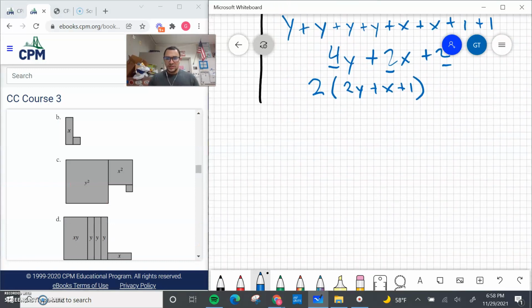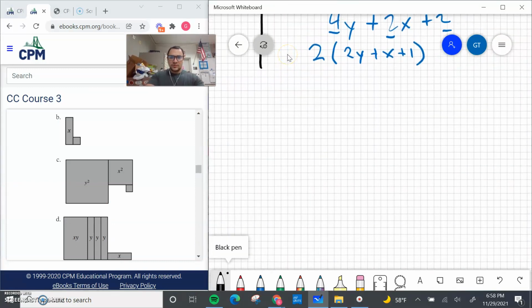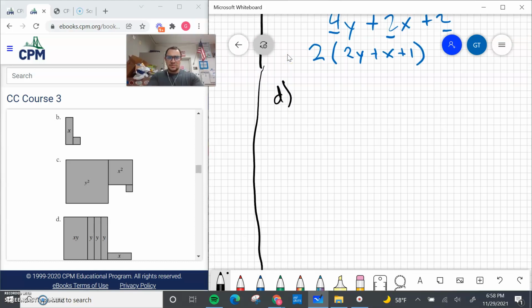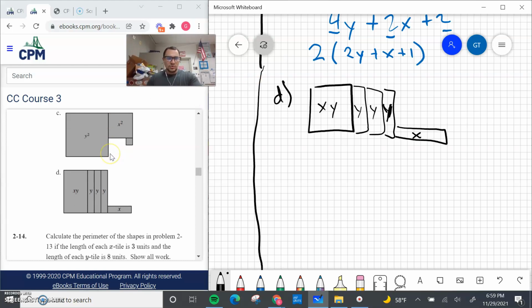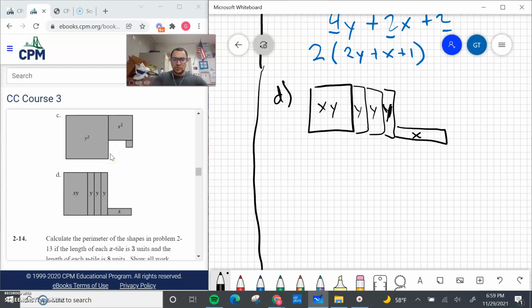Moving down to D. So for D, I have x, y, plus another y, plus another y, plus another y. That's a y. And then we have this long x. All right, so that is what we have for D. And this is going to be our last one for 2.12. I want to speed this up.